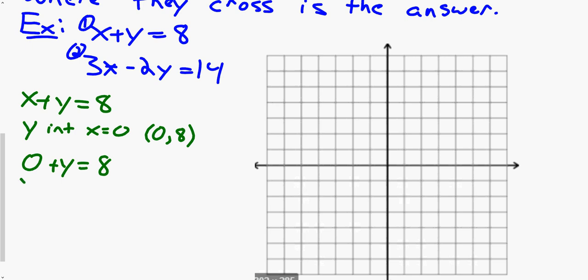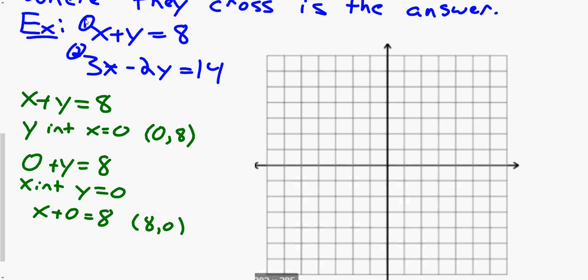For my next one, for the x-intercept, y equals 0. Good, right? Is everyone okay with that? Yeah. Okay, good. So now I have these two coordinates. Can I plot and graph this one?